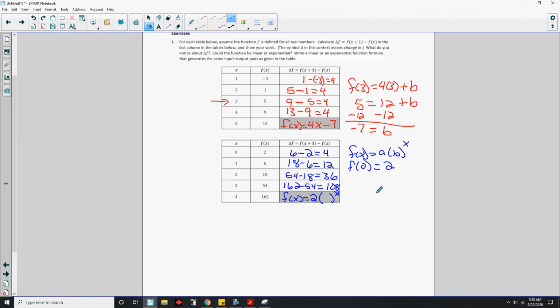Okay, so how do we do this? Well, you look for a common quotient. So you just take any of these two numbers and divide them. 36 divided by the prior one, 12. 36 divided by 12 is 3. 12 divided by 4 is 3. 108 divided by 36 is 3. So that is my common quotient. So that is going to be 3.